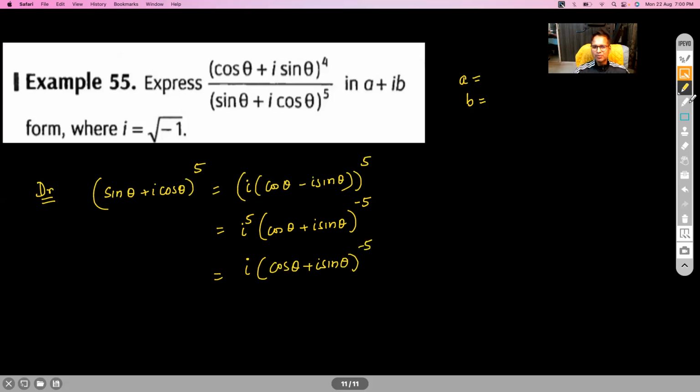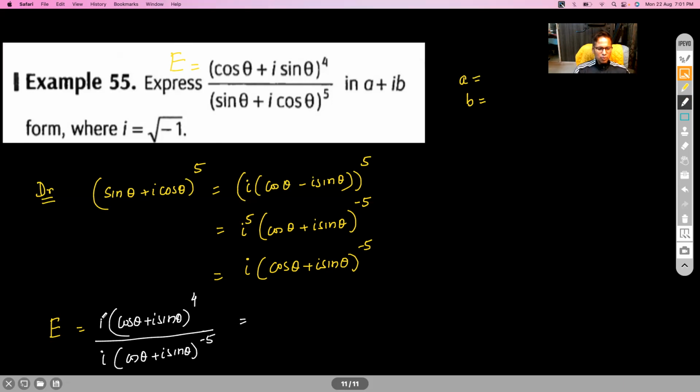Now put it back. Let's call the given expression E. So your given expression E can now be written as (cos theta + i sin theta) to the power of 4 upon i times (cos theta + i sin theta) to the power minus 5. Now 1 upon i is minus i. These powers can be written as a single power of cos theta plus i sin theta, which is power of 9 now, because 4 minus 5 will become a 9.